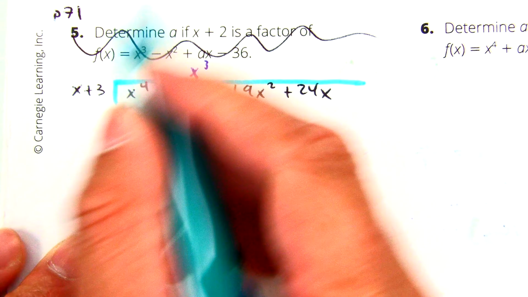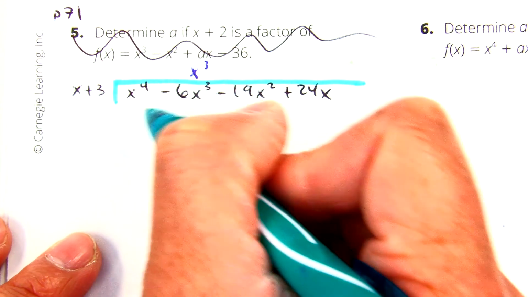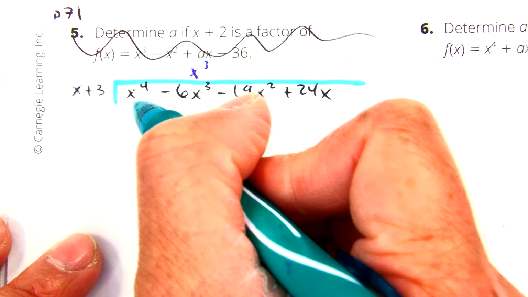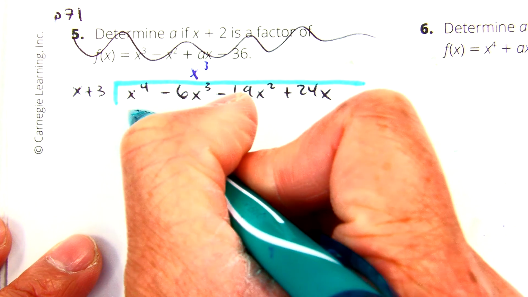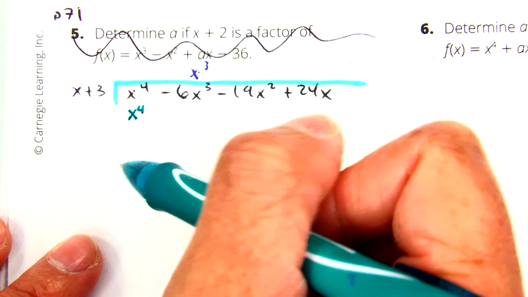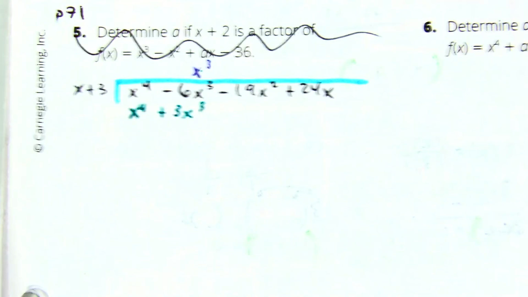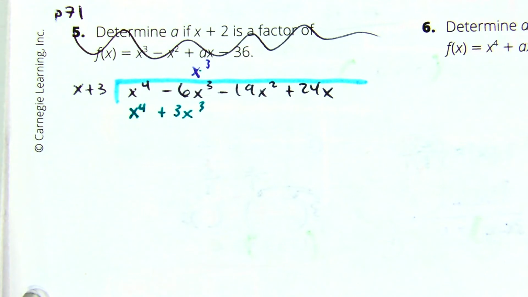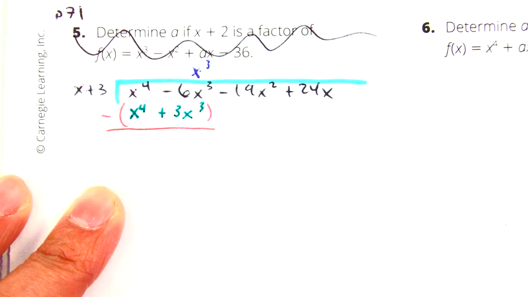Go ahead and multiply. Go ahead and multiply. Yes. Good. Recipe, what do we do next? Go ahead and subtract for us.